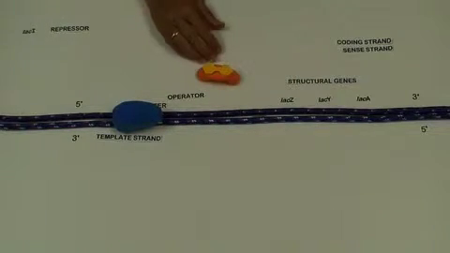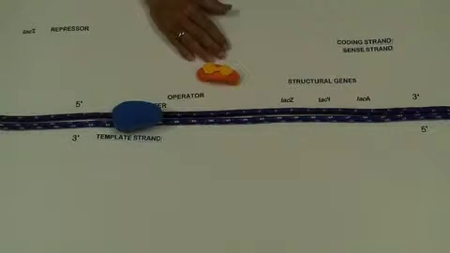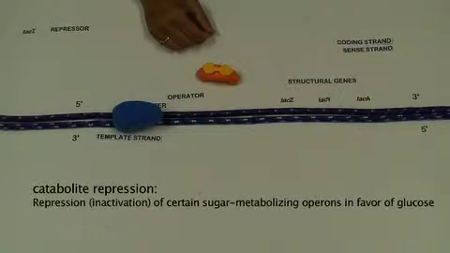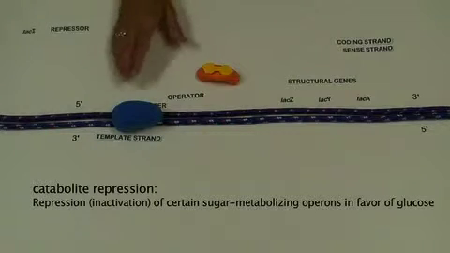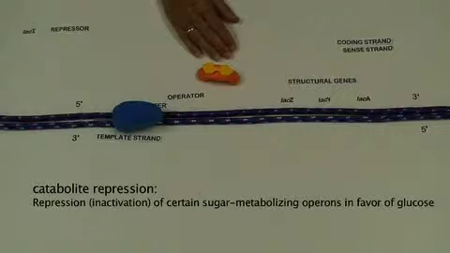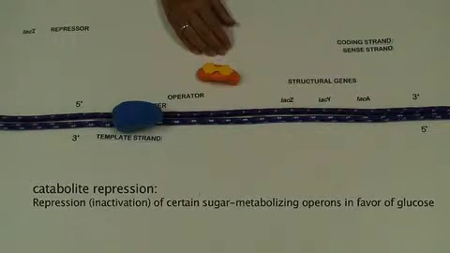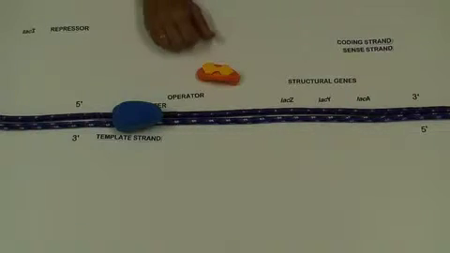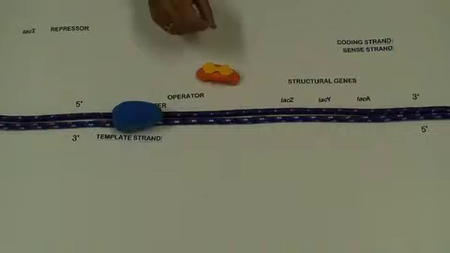And so this is an example of a type of control that is both positive and negative control. This is known as catabolite repression. So we're going to talk about how this is under both positive and negative control. And what controls this is the levels of glucose in the system. E. coli would rather have glucose than anything else. And let's face it, wouldn't you too?